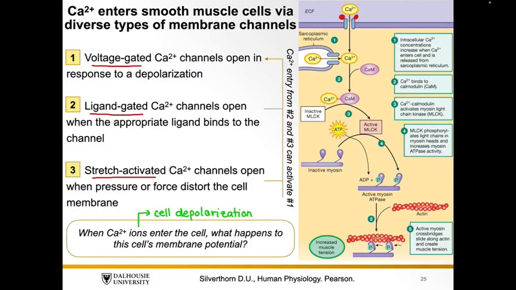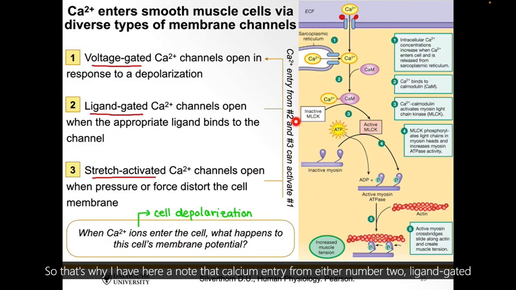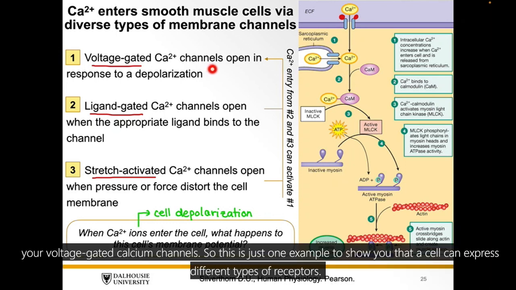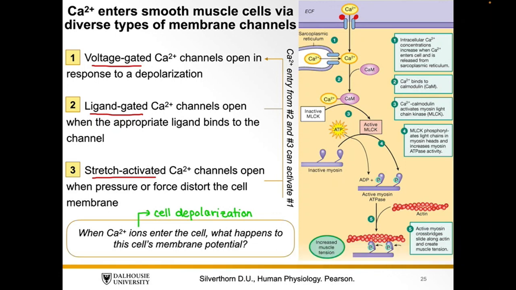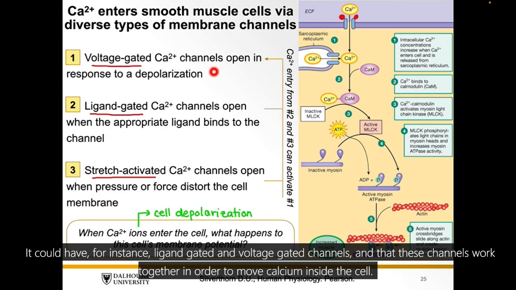And when the cell becomes depolarized, it can activate voltage-gated calcium channels. So that's why I have here a note that calcium entry from either number 2, ligand-gated channels, or number 3, stretch-activated channels, can activate your number 1, your voltage-gated calcium channels. So this is just one example to show you that a cell can express different types of receptors. It could have, for instance, ligand-gated and voltage-gated channels, and that these channels work together in order to move calcium inside the cell.